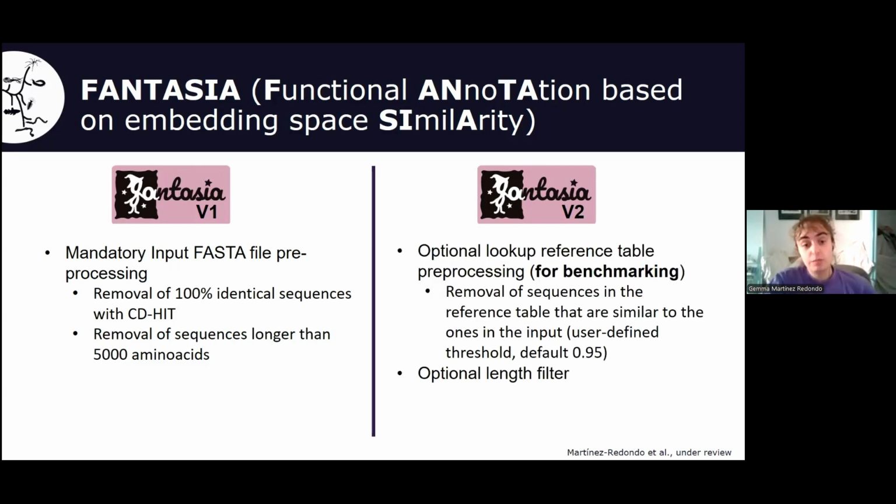In the second version, this pre-processing is optional. In fact, the removal of similar sequences is only recommended for benchmarking. And in that case, it would be interesting to remove the similar sequences not inside the input file, but in the lookup table, the reference table. So we would remove from the reference table the sequences that are similar to the ones in our input. Otherwise, we would not. This way, we can use it for benchmarking and see how the model with the different parameters works to predict the real function of our protein when it's not in the reference.